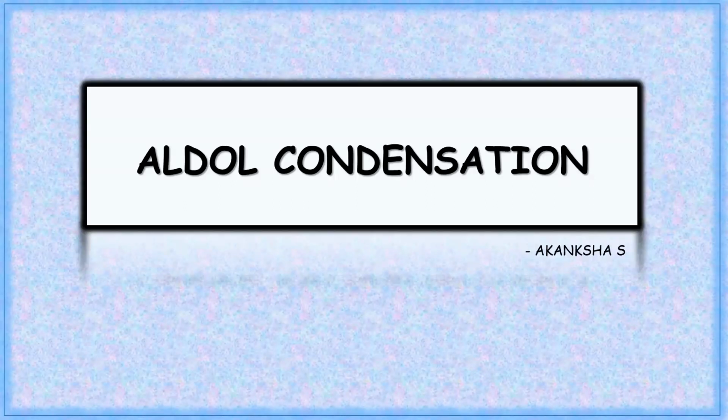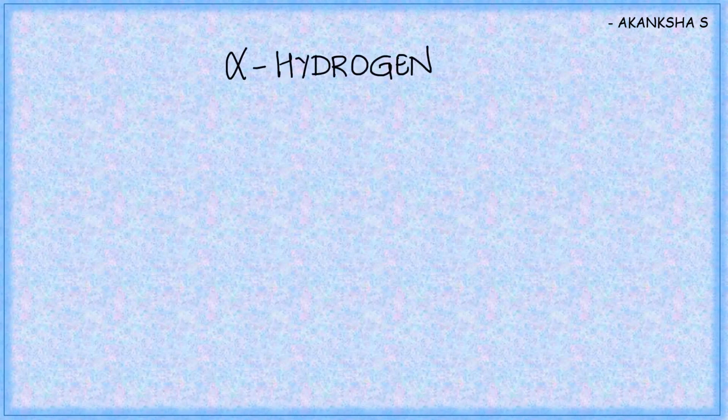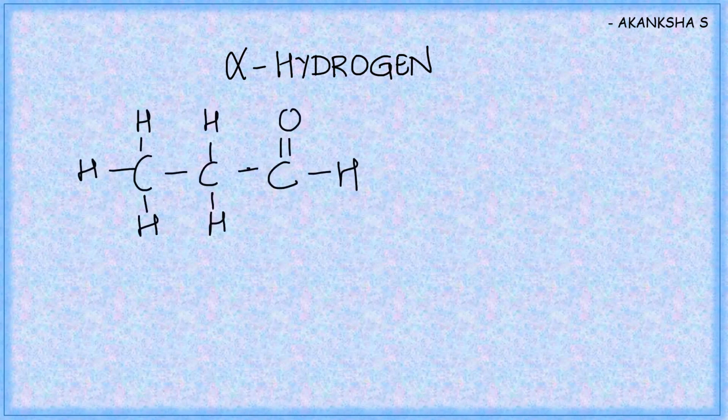So, what is the main factor of these reactions? The main factor of these reactions are alpha hydrogens. So, let's take an example of an aldehyde and a ketone to understand what is the alpha hydrogen. If we consider this particular compound, we can see it is a propanal. Every aldehyde ends with an al, every ketone ends with an one. So we have propanal over here.